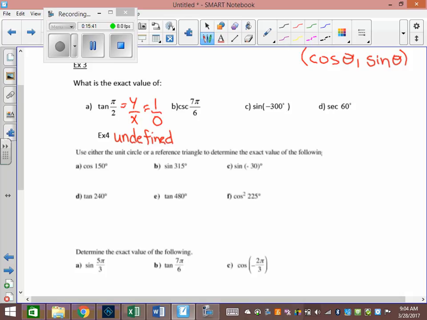So 7 pi over 6. We go to our unit circle. It's the same spot. It's 210. Okay? I want the reciprocal of sine. Which is sine, X or Y? Y. So I go to Y, and it's negative a half, and I flip negative a half. What's negative a half flipped? Negative 2 over 1. Do I have to write 2 over 1? No. So it's just negative 2.